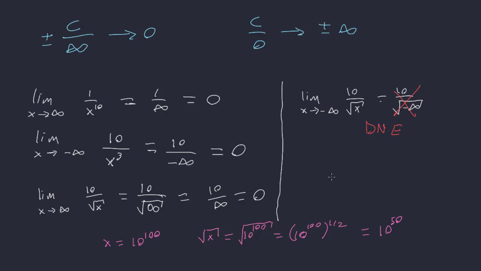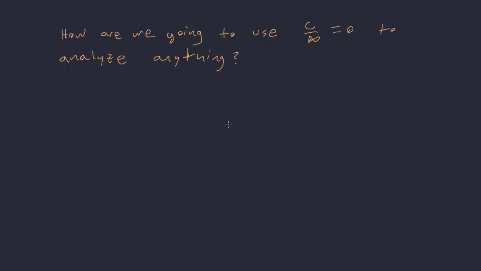Okay, so the question then is, well, how in the world are we going to use this idea that constant over infinity equals 0 to analyze anything? Well, to answer that, I think it'd be probably best to come back in a part 2 of this, since we've already taken a lot of time to develop everything up to this point. But from here, we're going to be able to get a lot. So we'll come back in part 2 and tackle this. All right, and I'll catch you all on that one. Cheers.